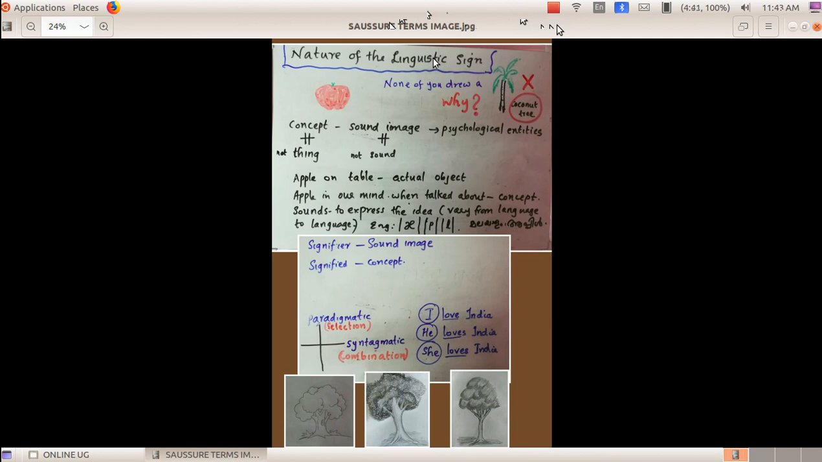Intentional is a very important term. Intentional means, normally we talk, very deliberate, intentionally. I didn't do it intentionally. That means I didn't do it deliberately. Intentional. In that sense, how he connects it with the language, let us see.